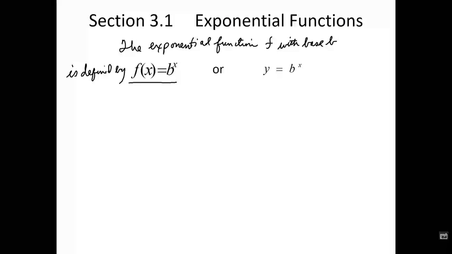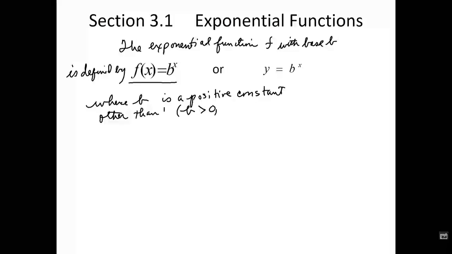B is the base. Or we can express this as y is equal to b to the x, where b is a positive constant, of course, other than 1. We also require that the base b be greater than 0 and not equal to 1. And the exponent x is any real number. All right?